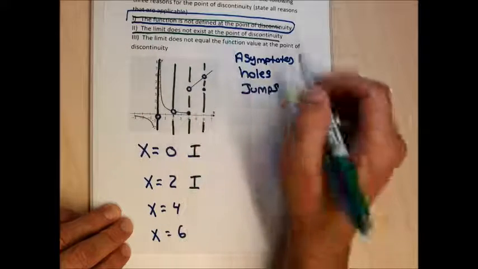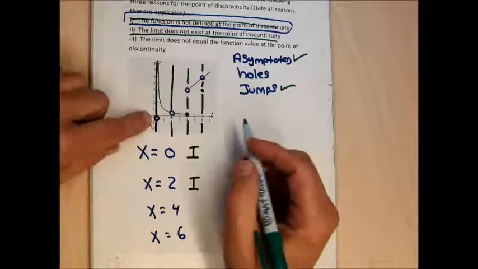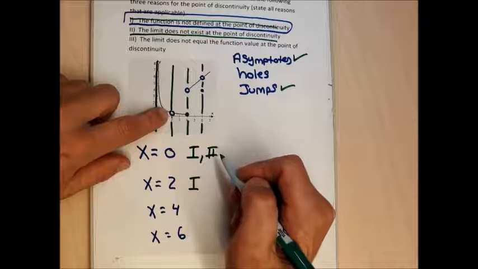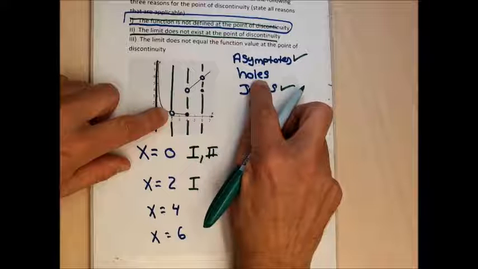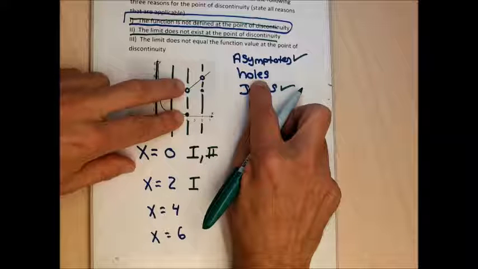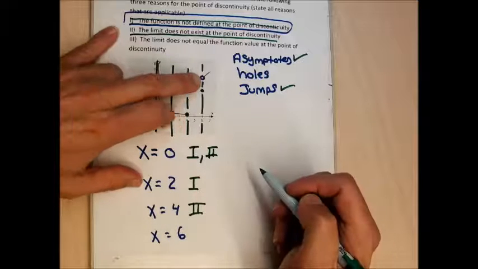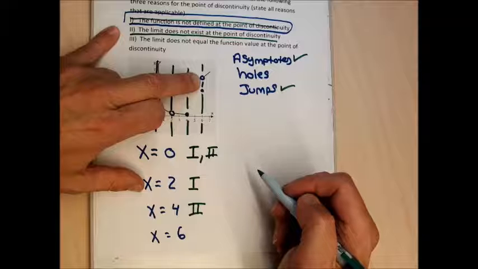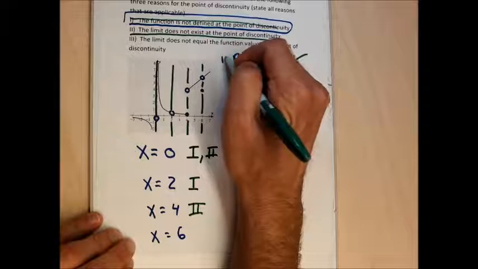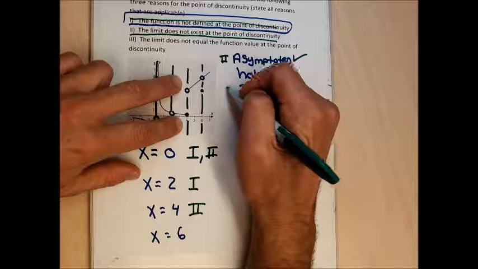The limit doesn't exist if there's an asymptote or a jump. At x equals 0, there's an asymptote, so the limit doesn't exist there. At x equal to 2, there's a hole, and the limit exists at a hole. At 4, there's a jump, and the limit doesn't exist at a jump, so I'm going to say that's reason 4. And at 6, there's a hole, but that's not a jump. The limit exists there. So the places where limits don't exist are any place there's an asymptote, which is at x equal to 0, and any place there's a jump, which is at x equal to 4.